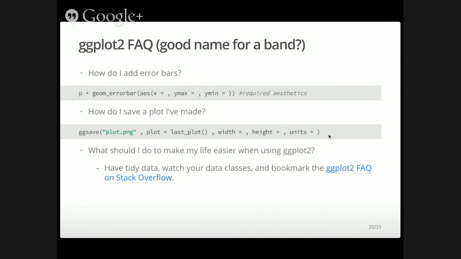All right, and then just more heuristic advice. Definitely have tidy data, and then watch your data classes. We saw how it can mess with your scale or with your aesthetic mapping, just in the tag ID.